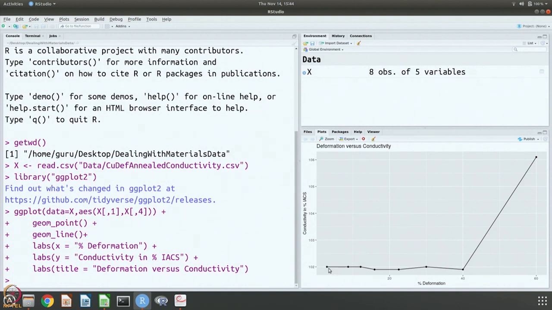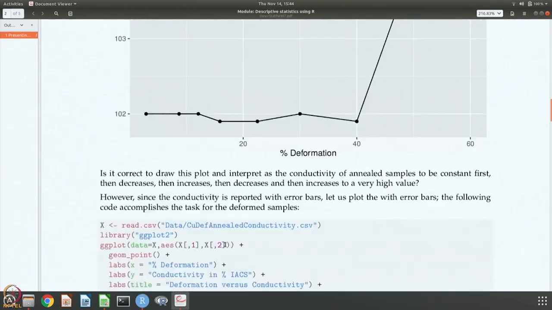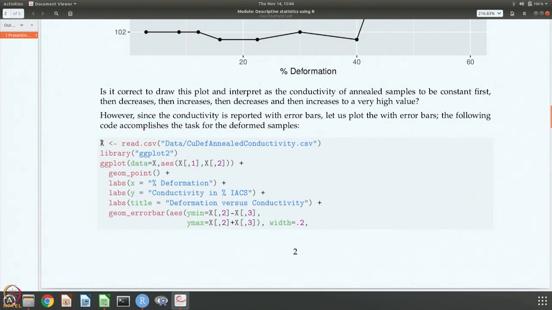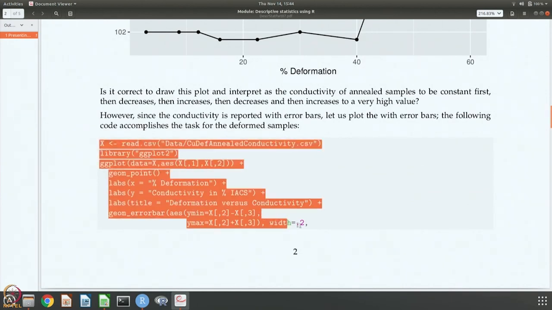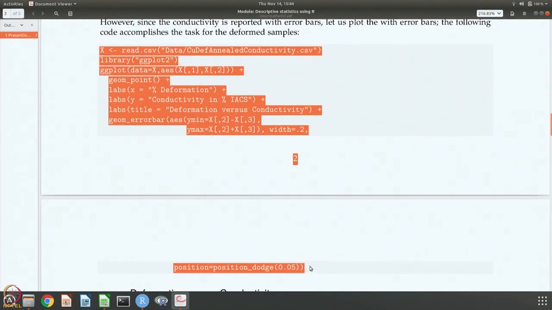However, these interpretations are wrong, because we know that irrespective of what the deformation was, if the sample is well annealed, the conductivity should remain more or less a constant. It's not clear why suddenly there is an increase, but these all should be the same value. That is the expectation from knowing the physics and material science of this system. And that information you can also see if you plot with the error bar, right? So that is what we are going to do. So let us do that.